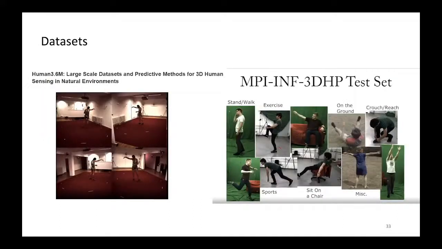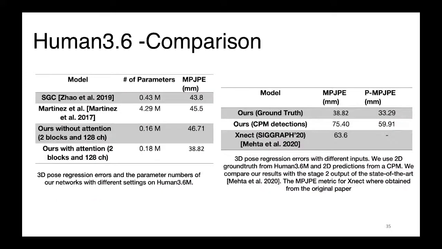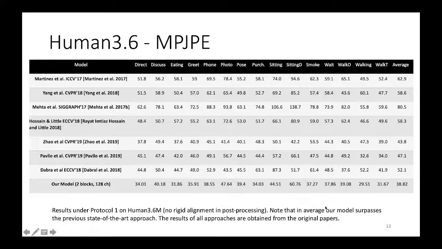We test our model on two large datasets, the Human3.6M and the MPI. The attention layer improves the accuracy of the skeleton estimation by using 58% fewer parameters than the state of the art. And also, our technique outperforms the state of the art by 12%, considering the mean per joint position error.